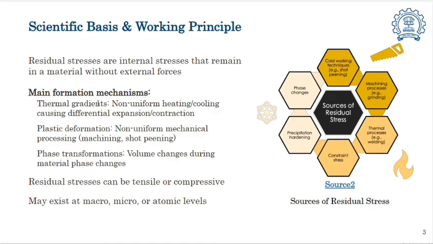The first one is thermal gradients. Thermal gradients are non-uniform heating or cooling causing differential expansion or contraction. The second one is plastic deformation, which is non-uniform mechanical processing like machining or shot peening. And the third one is phase transformations, which are volume changes during material phase changes. Residual stresses can be tensile or compressive, and may exist at macro, micro or atomic levels.